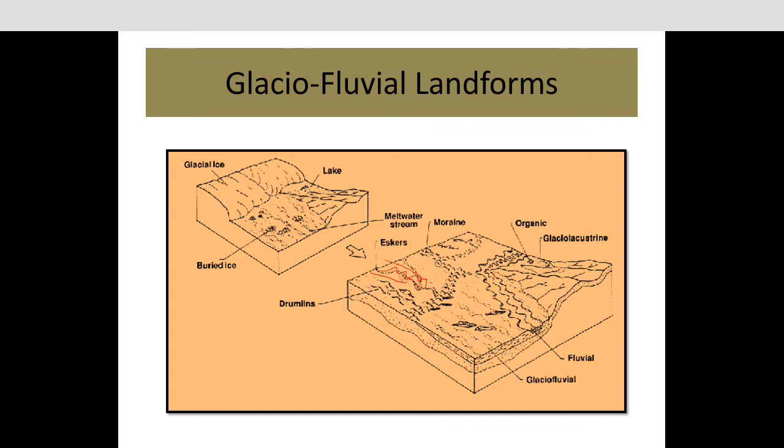Here we can see eskers and moraines, drumlins, glaciofluvial landforms. Because the water is flowing like that, it creates many landforms depending upon the location where it is flowing.